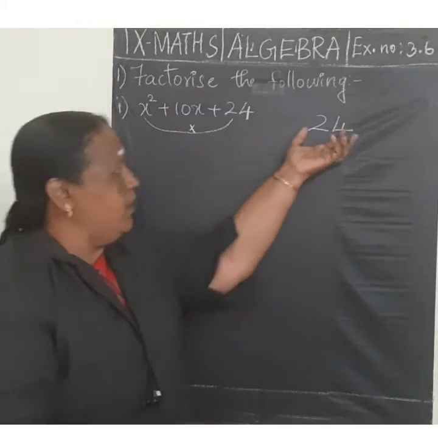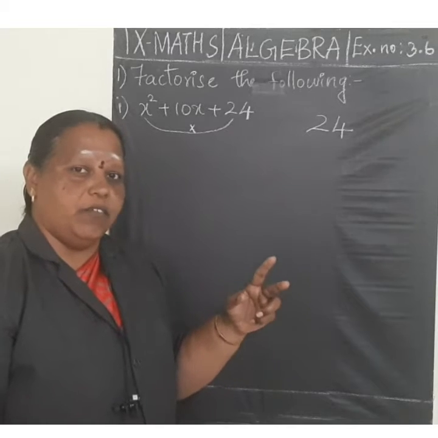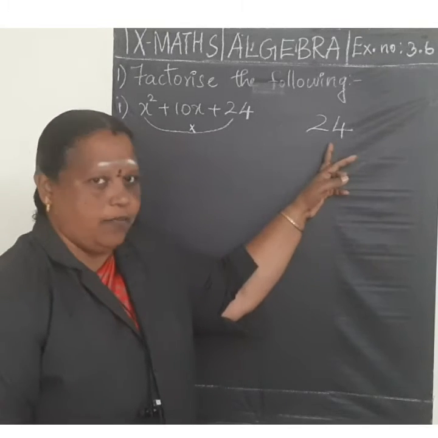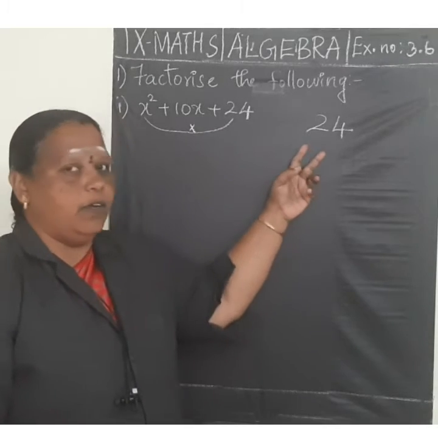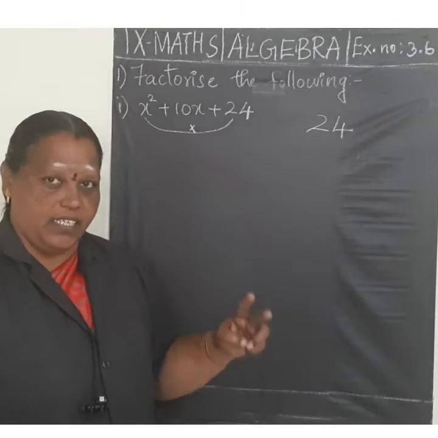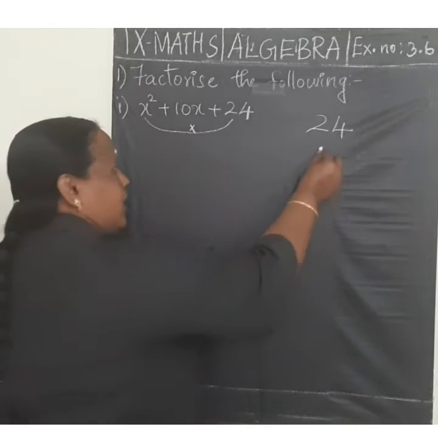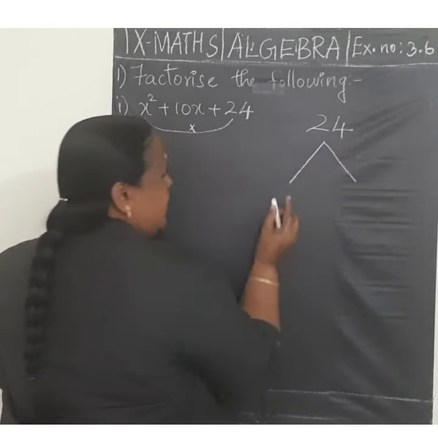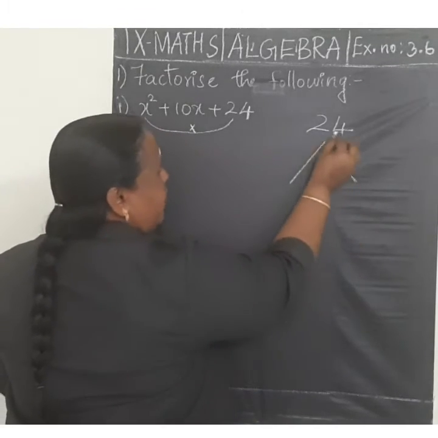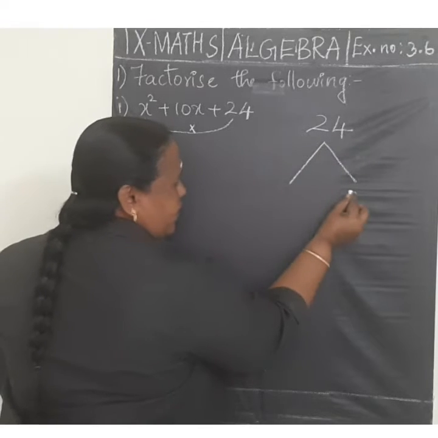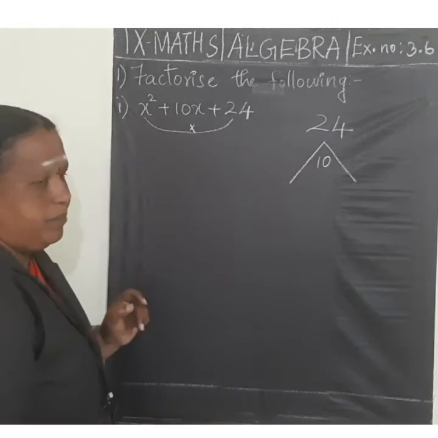Now for this 24, we have to find the two factors. When we find the two factors, they should satisfy a condition: if we multiply these two factors, we have to get 24, and if we add or subtract them, we have to get the middle term 10.